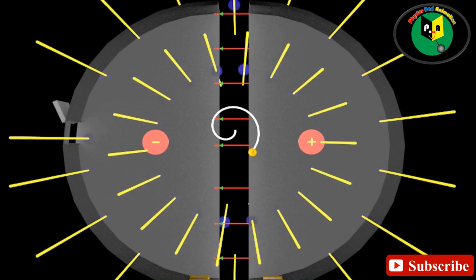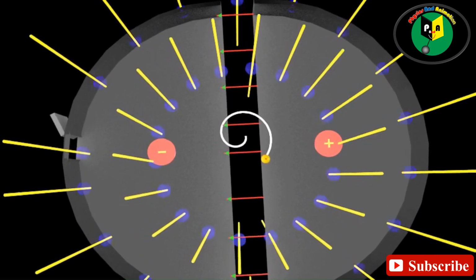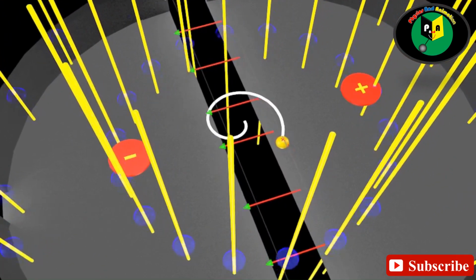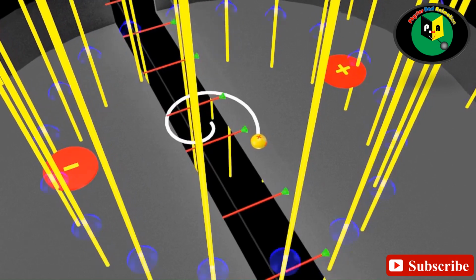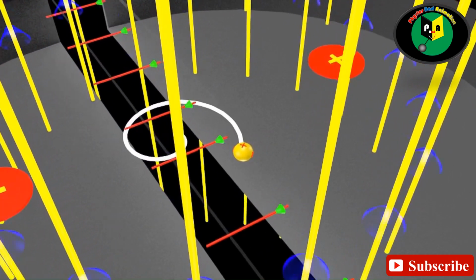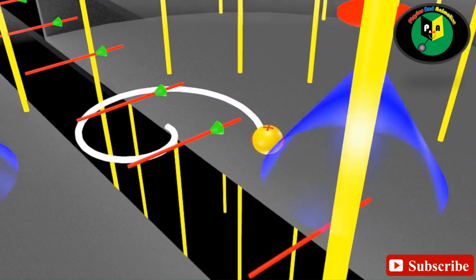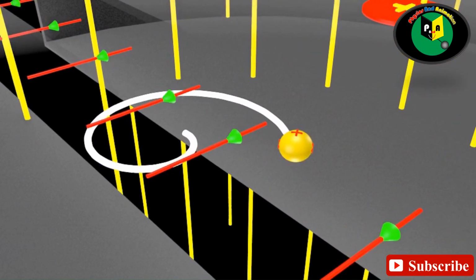The condition of working of the cyclotron is that the frequency of the high tension oscillator must be equal to the frequency of revolution of the positive particle within the D. Then only, whenever the charge is in the gap, the electric field is along the velocity.